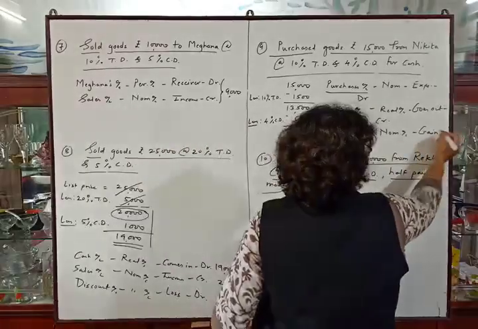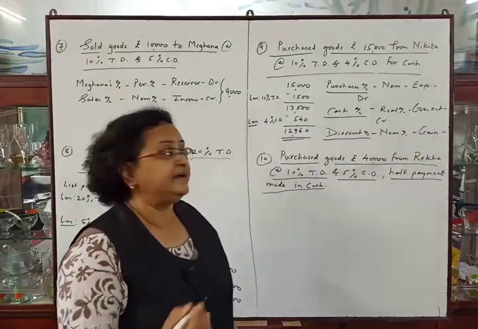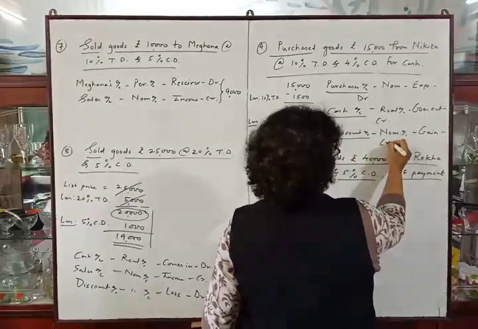So nominal accounts rule says that credit all gains and income, so discount account will be credited.